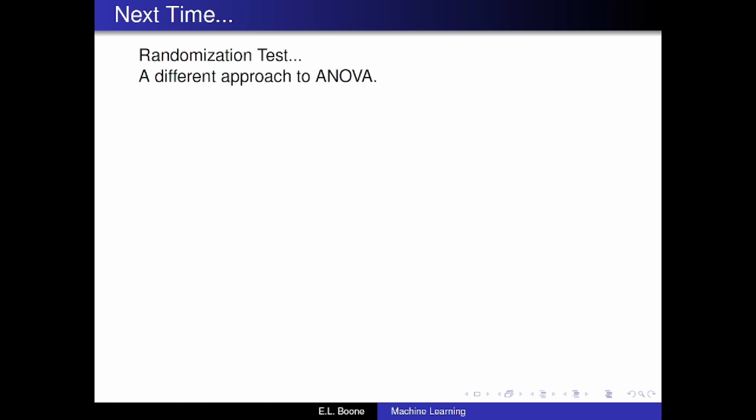Okay, so we're going to switch gears next time, and we're going to do what's called a randomization test. And this is a different approach to ANOVA than the one you've probably seen. It's kind of fun, and it's not on model validation. So we'll come back to model validation later, but we're going to keep using model validation under different scenarios in the future. But we'll worry about that then. All right, and I will see you in the next video.